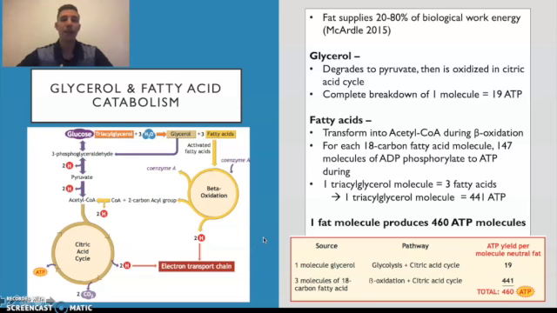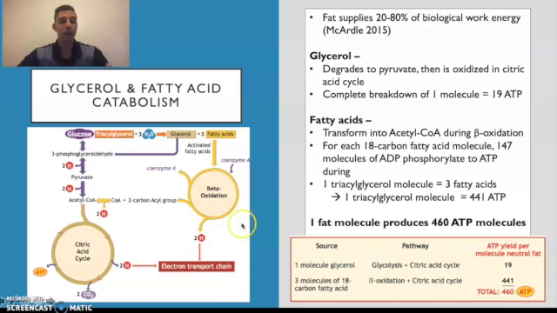And then right into fat catabolism. Fat is essentially two parts. There is glycerol and there are fatty acids. They come together and make triacylglycerol, which is basically fat. And fat supplies 30 to 80% of biological work energy. So we're going to talk about the glycerol system first. Glycerol degrades to pyruvate, which turns into acetyl-CoA, which enters the citric acid cycle, and then onto the ETC. The complete breakdown of one molecule of glycerol equals 19 ATP.